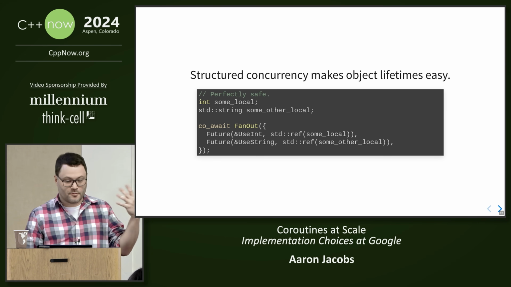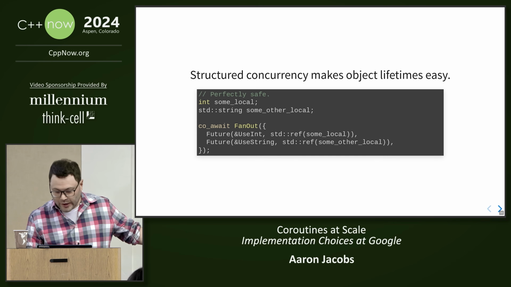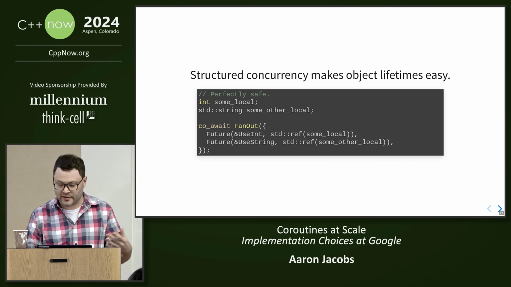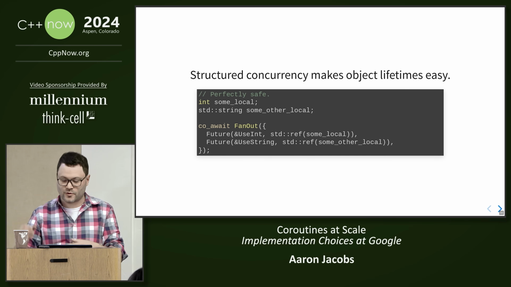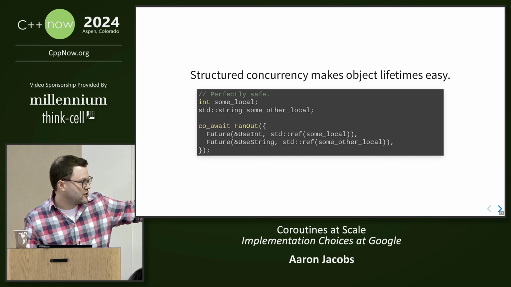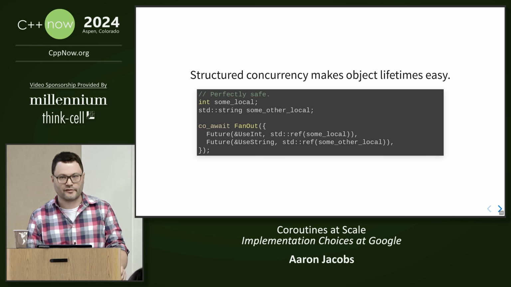So this is a boon for safety, but it also helps with efficiency. Natural lifetimes for objects means that you don't have to play games with copying values all over the place, or heap allocations for shared pointers, or reference counting for shared pointers, or anything like that. It's all just raw references that work out safely automatically.